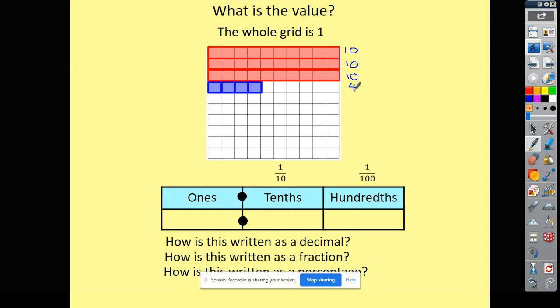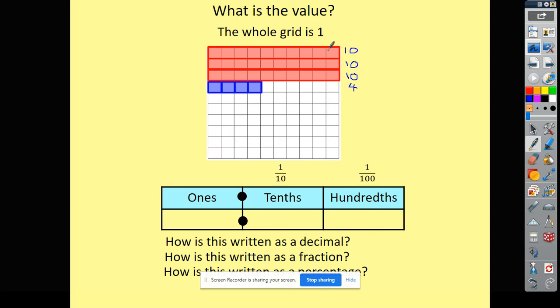So I want to write this as a decimal to start with. So remember, it's got to be less than 1 because we know that if the whole thing had been shaded, it would be worth 1. So it's a really important thing just to make sure that we've got before we start writing our decimal.